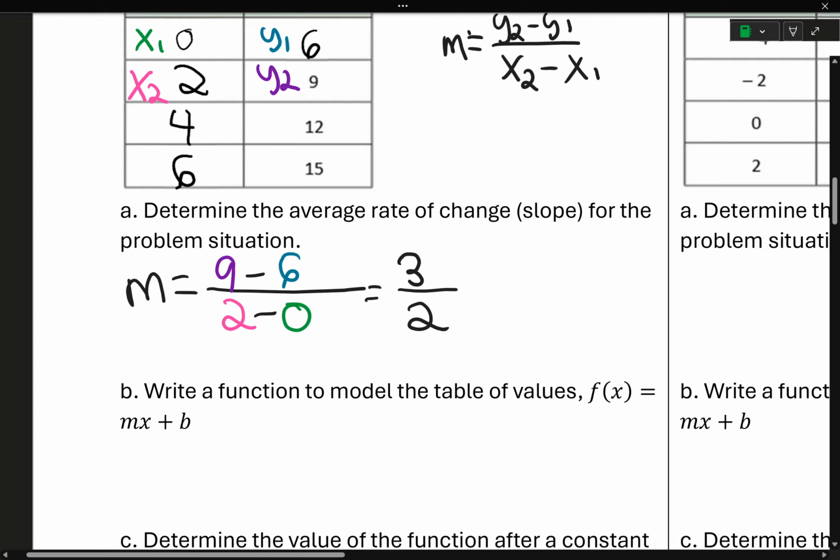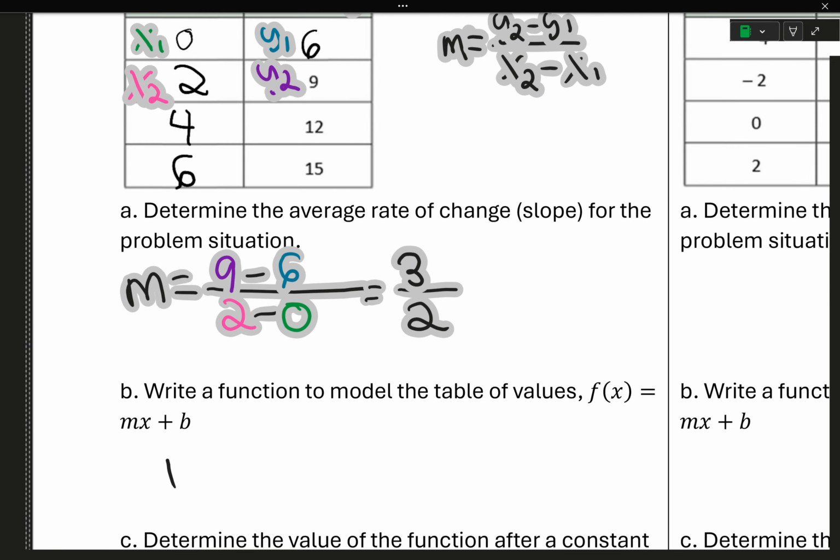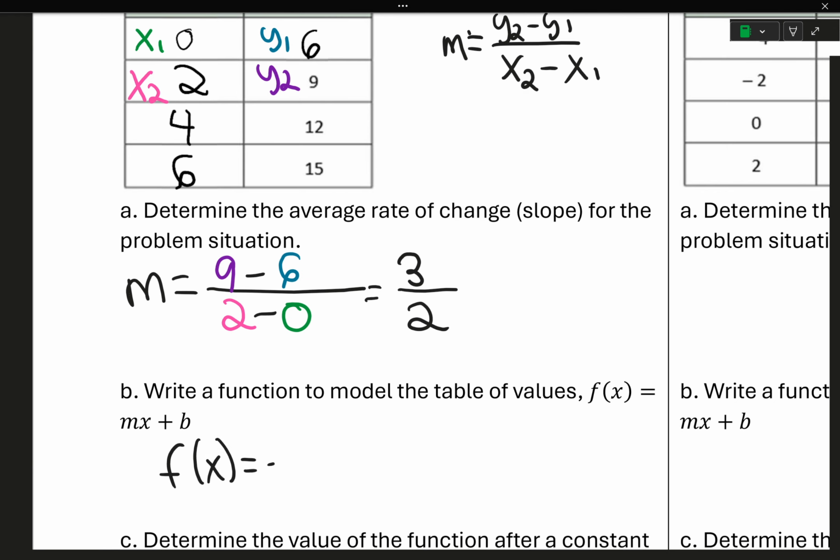Letter B asks us to write a function to model the table of values, f of x equals. We want to write the actual function. Well, we have m already, so we can start with that. F of x equals 3 over 2 x. Right, this is m.